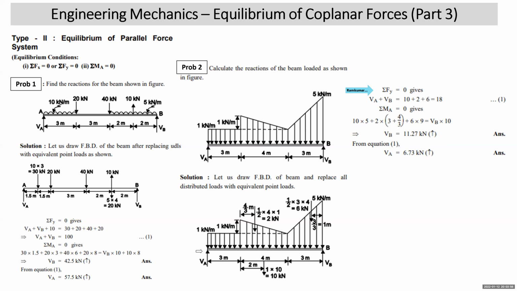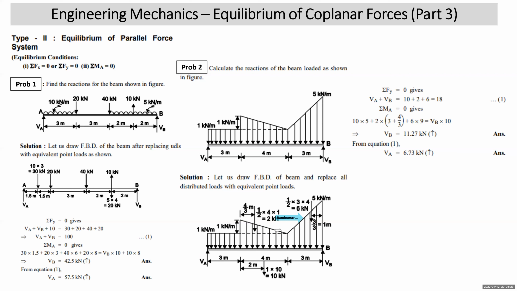The algebraic sum of the moments of all forces about A. A is this point. All right. Now we take moment about A. So you can see that this 10 kilonewton is at 5 meter. 10 into 5 is clockwise. This load of 2 kilonewton is at what distance? 3 plus 4 by 3. The 2 will also give clockwise moment. 2 into 3 plus 4 by 3 will give you clockwise moment.